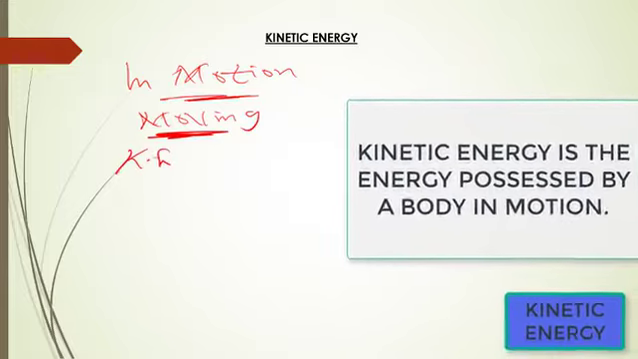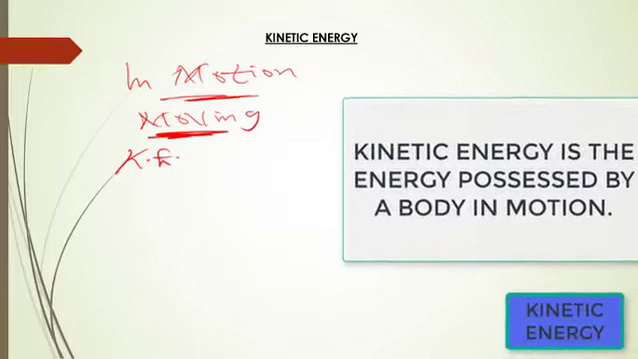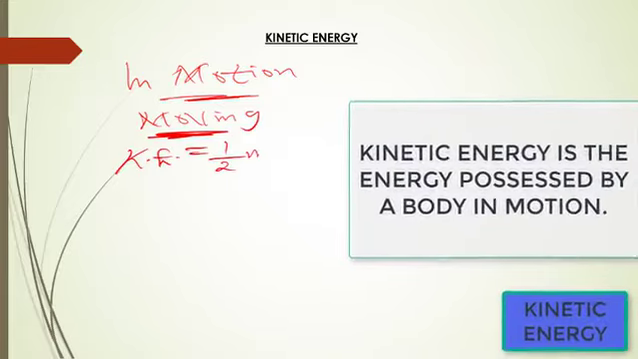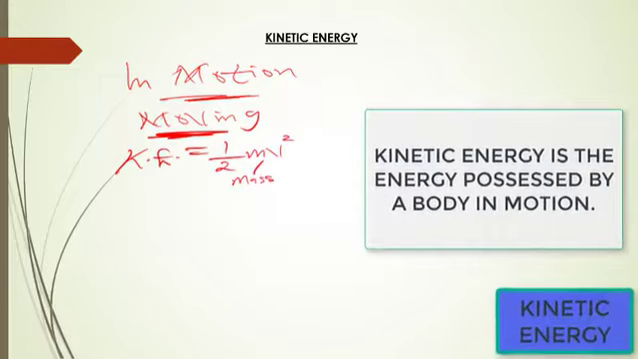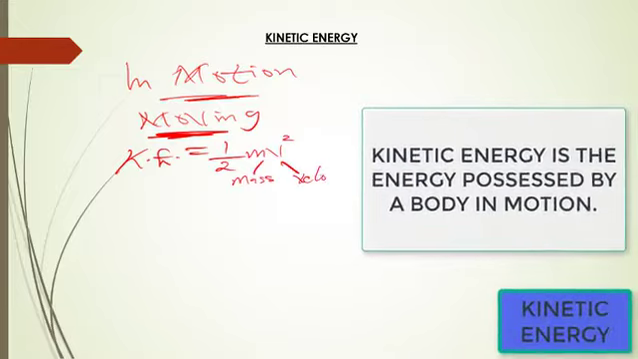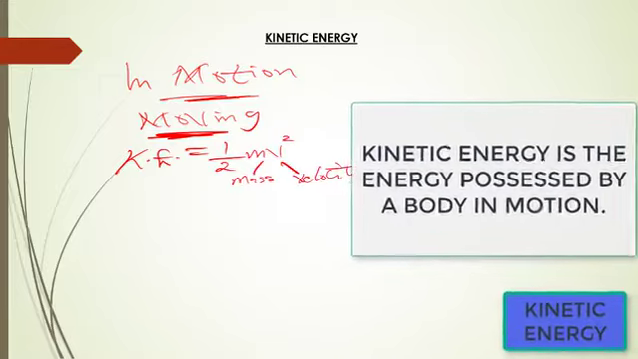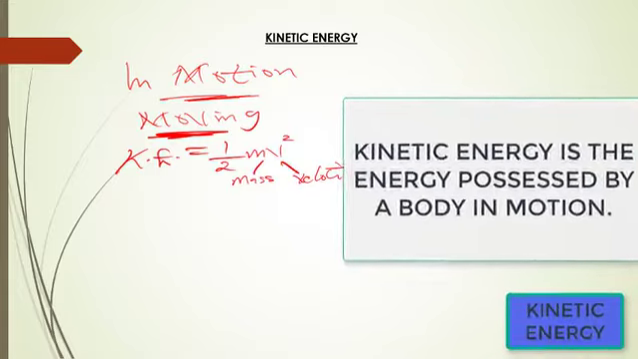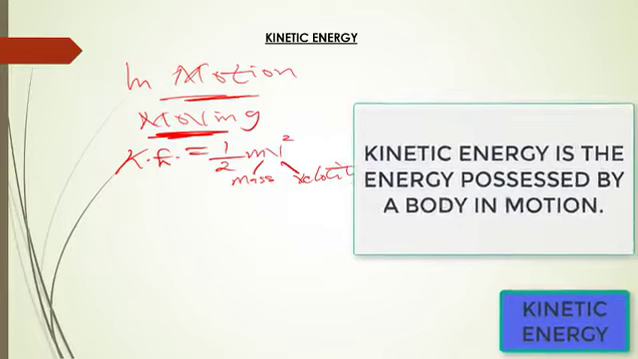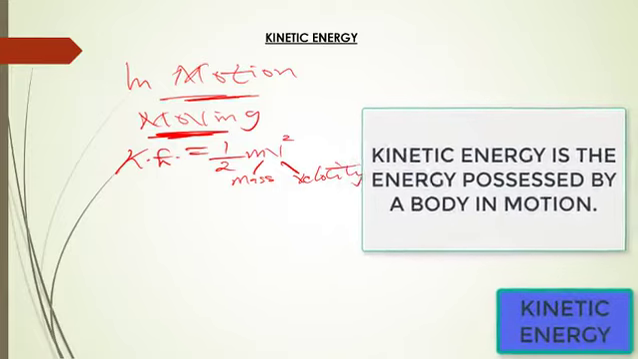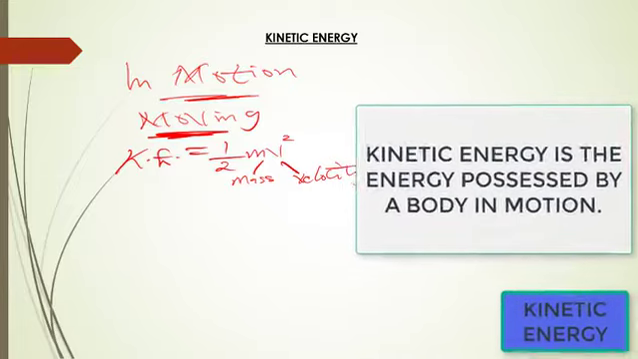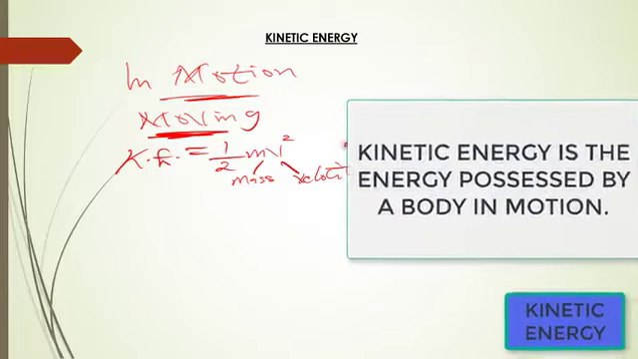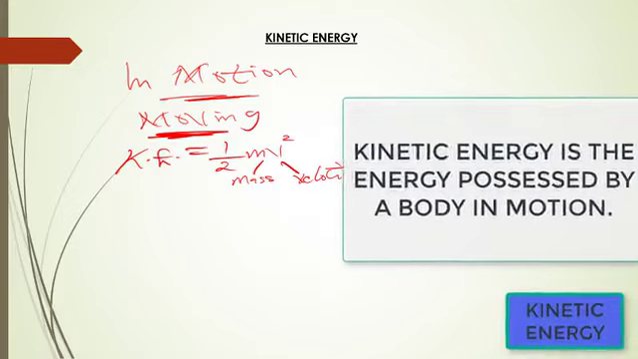And that brings us to the formula for kinetic energy, which is equal to half mv squared. M is the mass of the body, and v is the velocity of that body. So, at this point, I'd like us to take just one example to help us state what we're talking about here when it comes to kinetic energy.